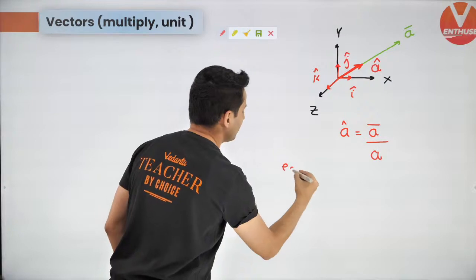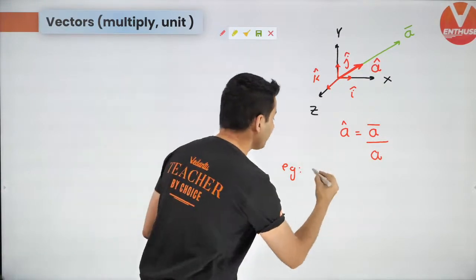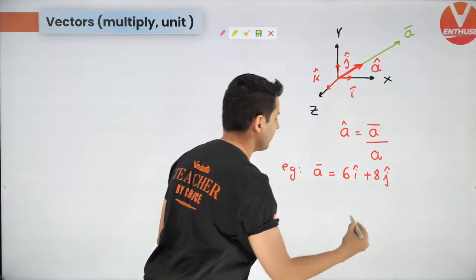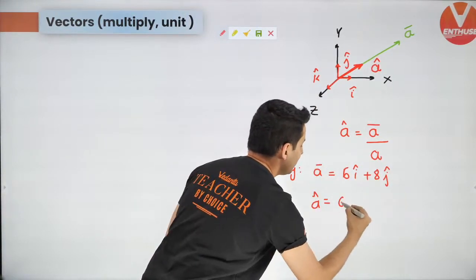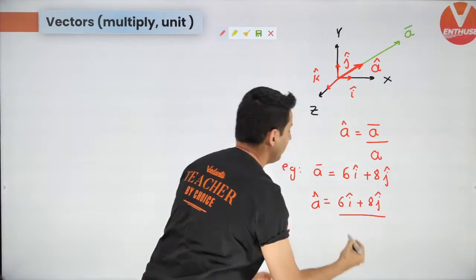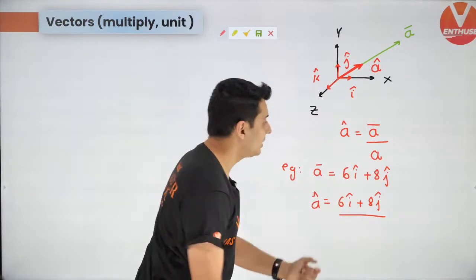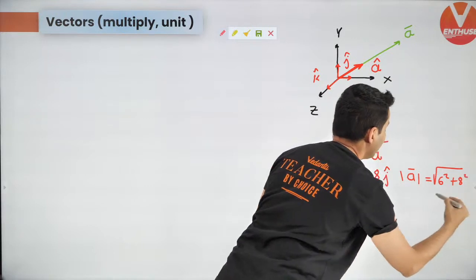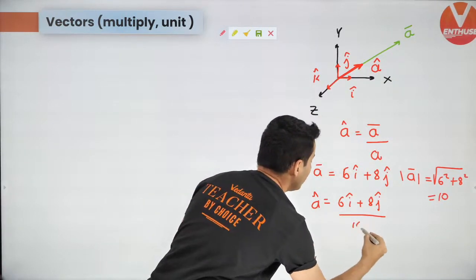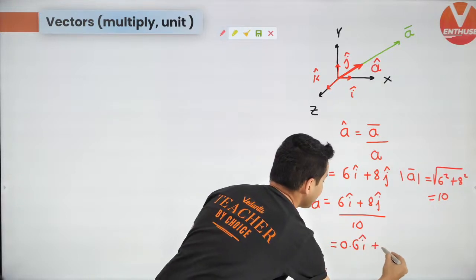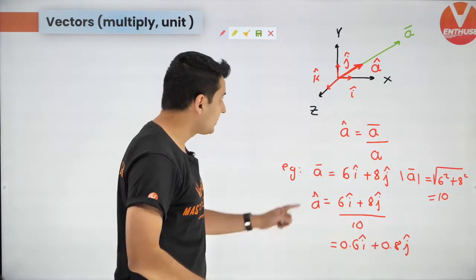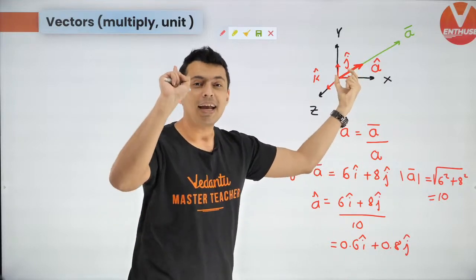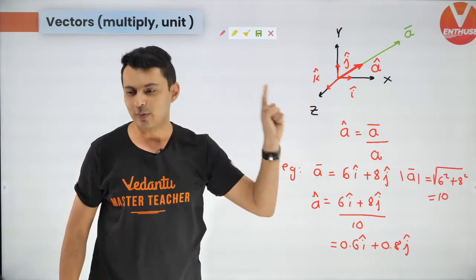That means, for example, just to give an example, because we are also going to practice concepts over here. Say vector a is 6 i cap plus 8 j cap. Then a hat will be 6 i cap plus 8 j cap divided by the magnitude of the vector a. What is the magnitude of vector a? Think about it. 6 square plus 8 square is 100, and root of 100 is nothing but 10. So here you will get 10, and this will be 0.6i plus 0.8j. So what it means is, if you go 0.6 in i cap and 0.8 in j cap, you would travel exactly one unit in a's direction. That's the meaning of a hat.